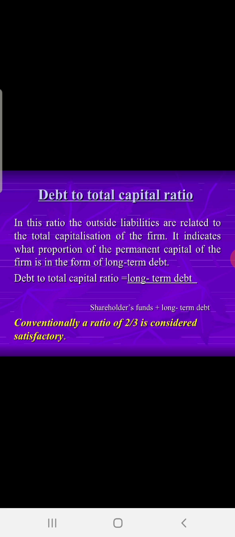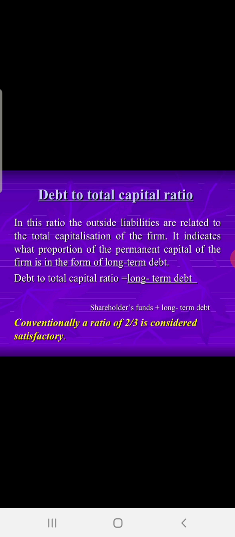In this ratio, the outside liabilities are related to the total capitalization of the firm. It indicates what proportion of the capital of the firm is in the form of long-term debts. It indicates the proportion of your permanent capital. Mind it, how much of your permanent capital is in the form of long-term debts.